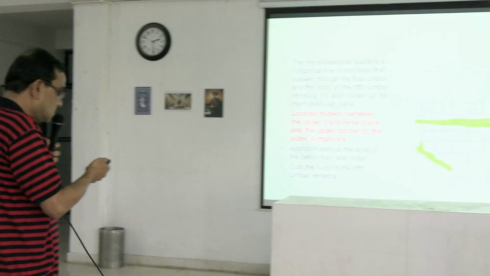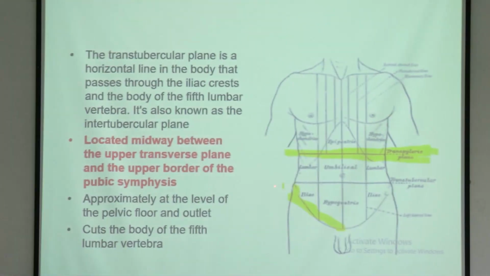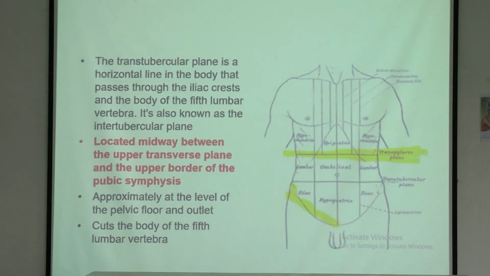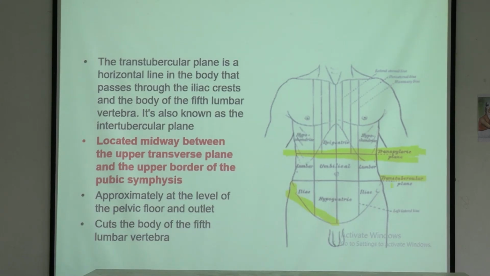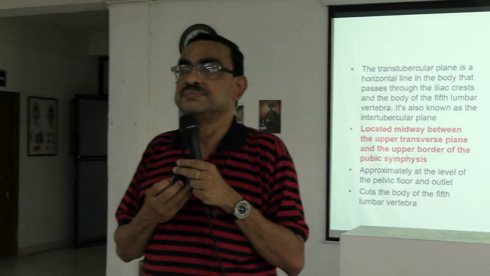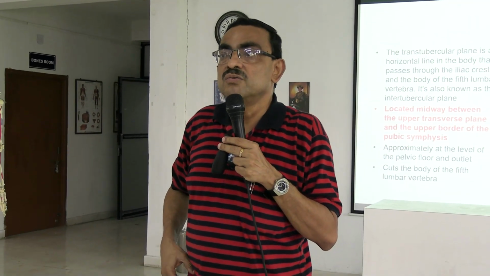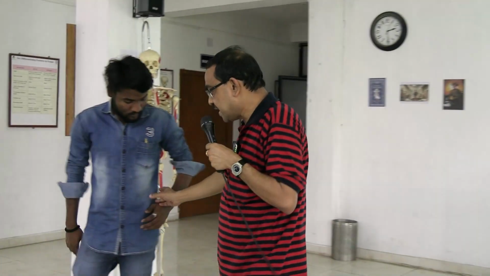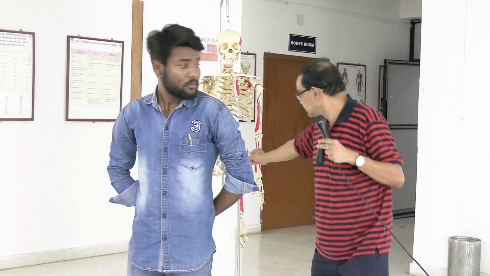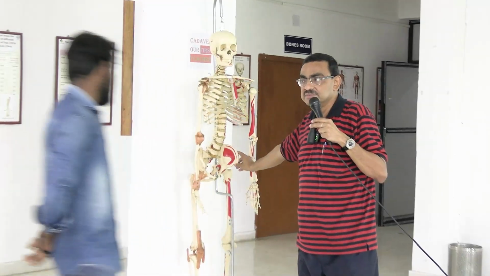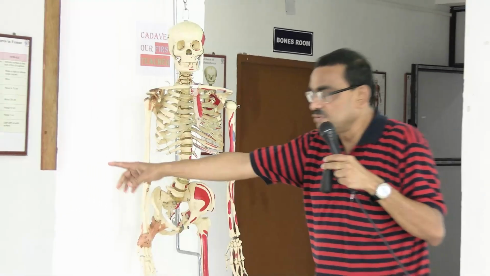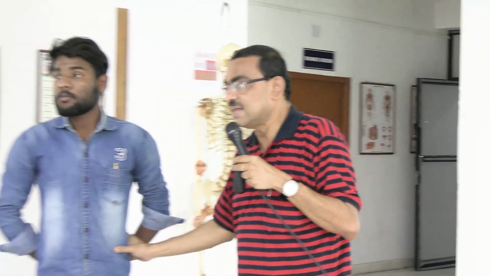Another plane we can draw. This is called the transtubercular plane. How can we draw it? We know there is the anterior superior iliac spine, we can feel it in the hip bone. This is the anterior superior iliac spine. So, in a living body, we can feel the anterior superior iliac spine.